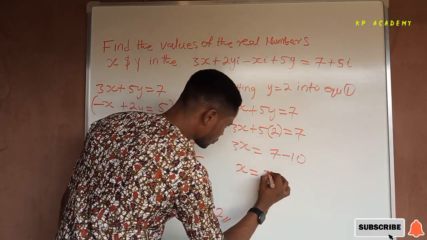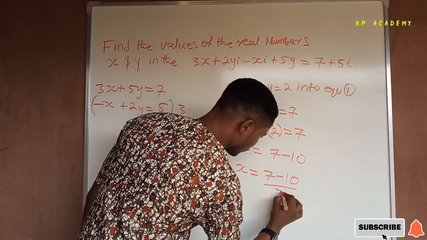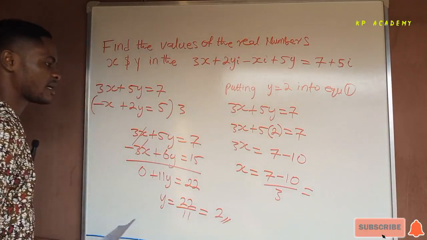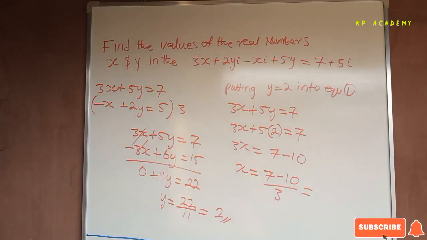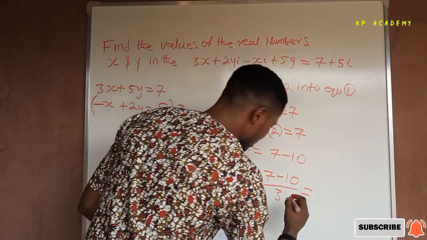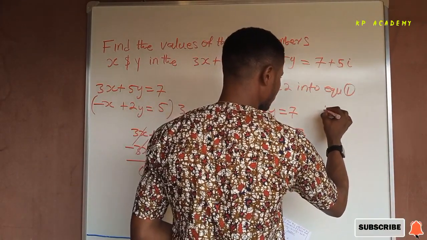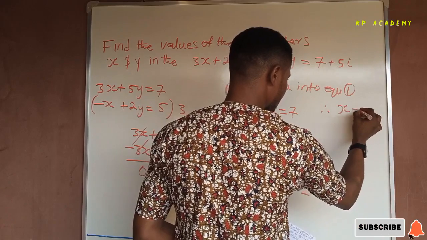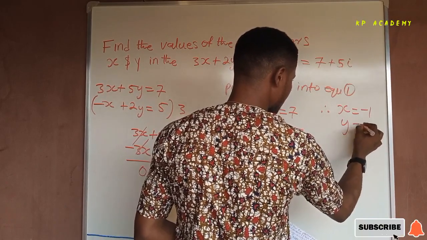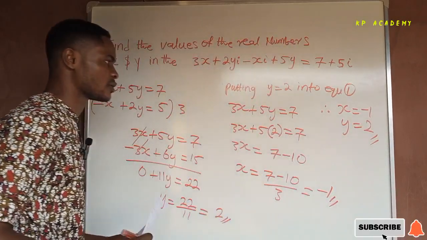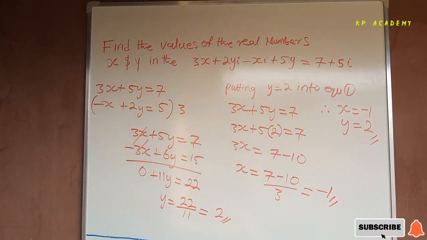Therefore, x is equal to 7 minus 10 all over 3. And 7 minus 10 is nothing but minus 3, and minus 3 over 3 is nothing but minus 1. Therefore, x is equal to minus 1 and y is equal to 2. So these are the two real numbers. If you watch carefully, x is a real number, which is minus 1, and y, which is 2, is also a real number. So that's it for this particular question. Thank you for listening.